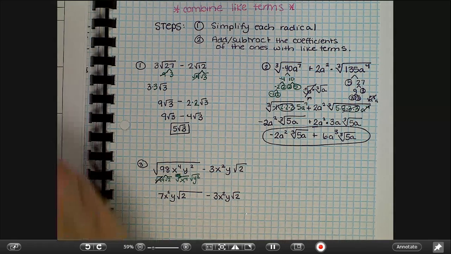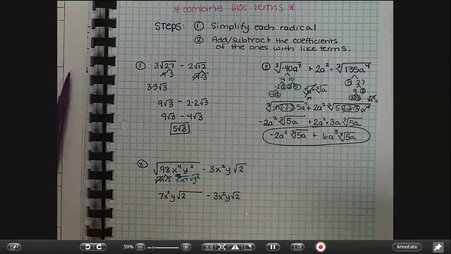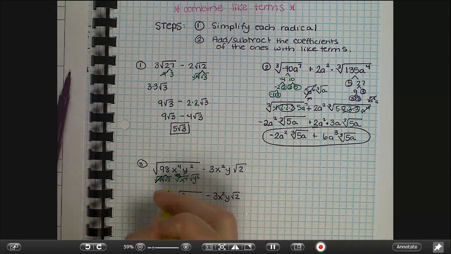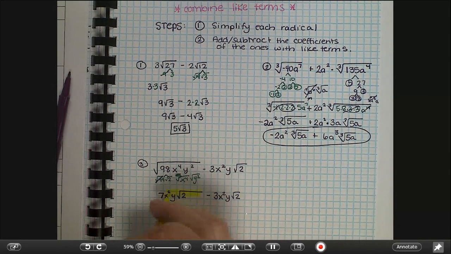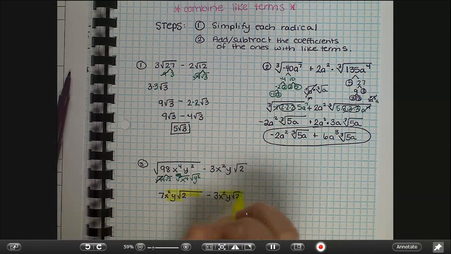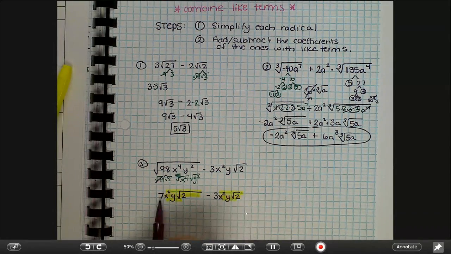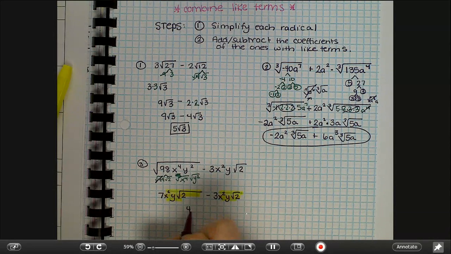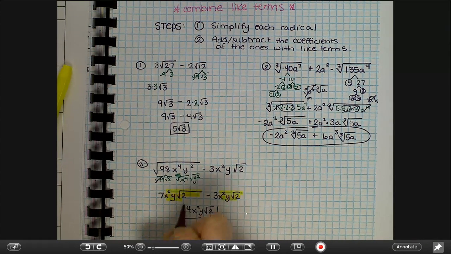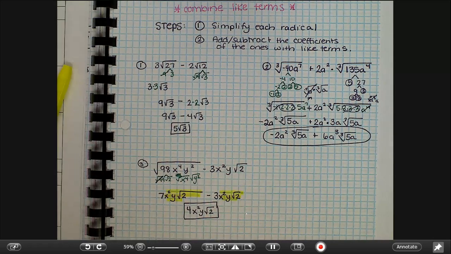Now you can see we have exactly the same parts. This entire part has to match. And then you just work with that number in the front. 7 minus 3 is 4, and everything else stays the same, just like combining like terms. All right, that is adding and subtracting radicals.